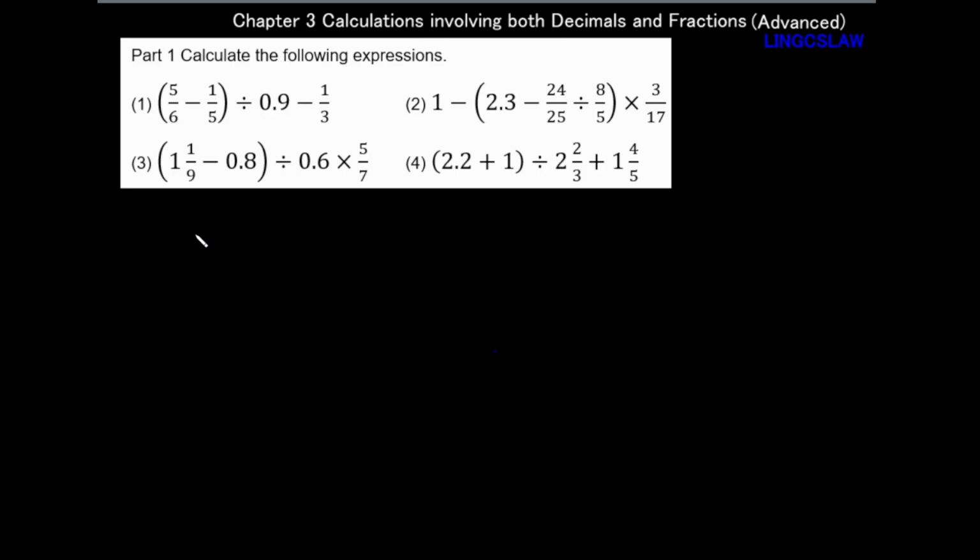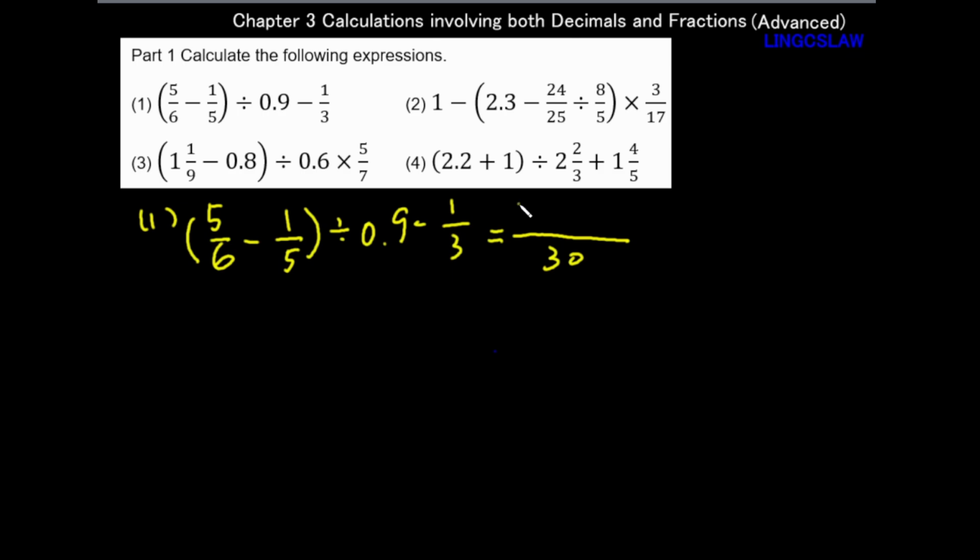Number 1. (5/6 minus 1/5) divided by (0.9 minus 1/3) equals. First, we have to calculate this part, and especially this part in the parentheses. Let's make the denominator common.